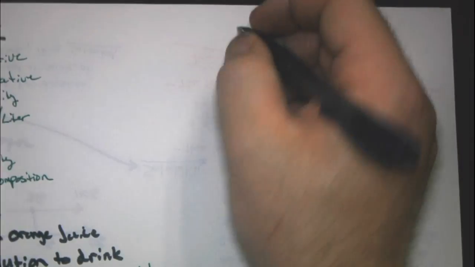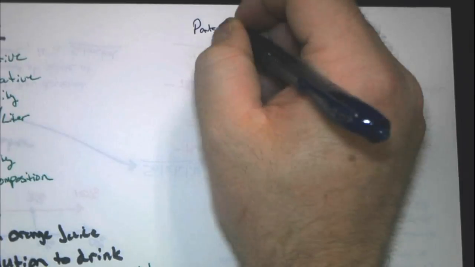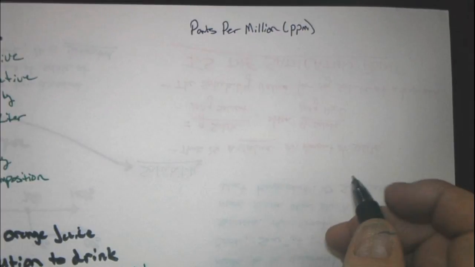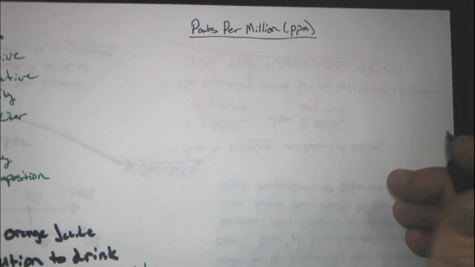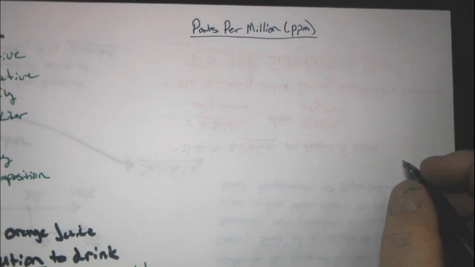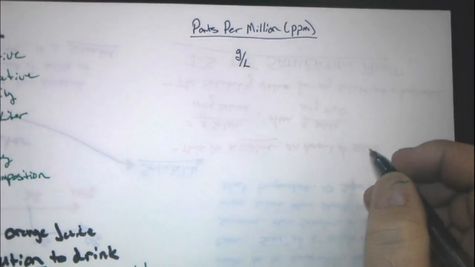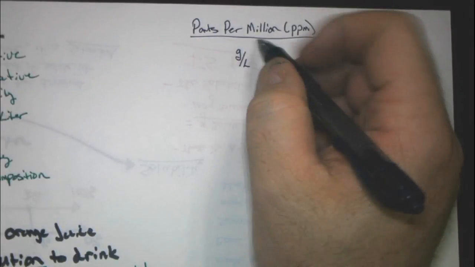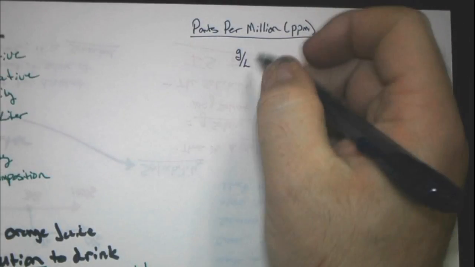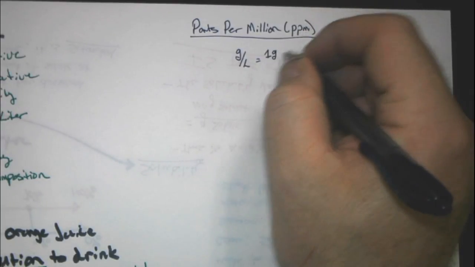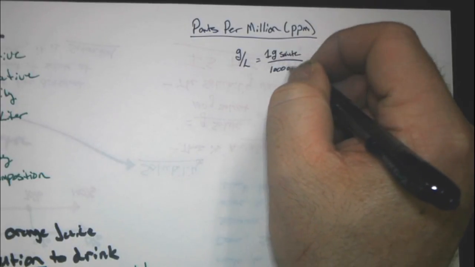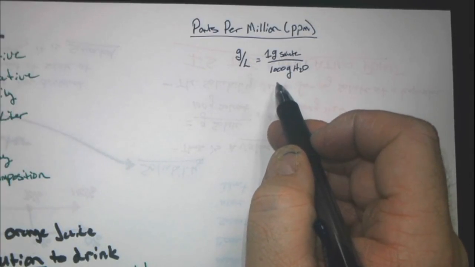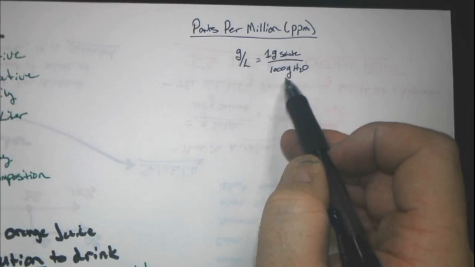The next one is parts per million, also known as ppm. All right. So let's stick with grams per liter. Okay, remember this? That a liter would be 1,000 grams of water? Yeah? So if we have something that is 1 gram per liter, it'd be 1 gram per 1,000 grams of water.